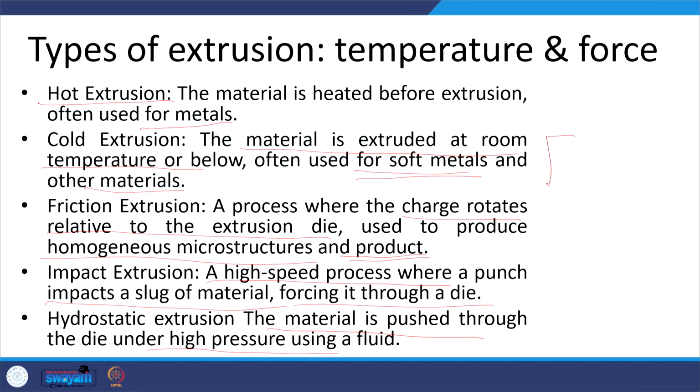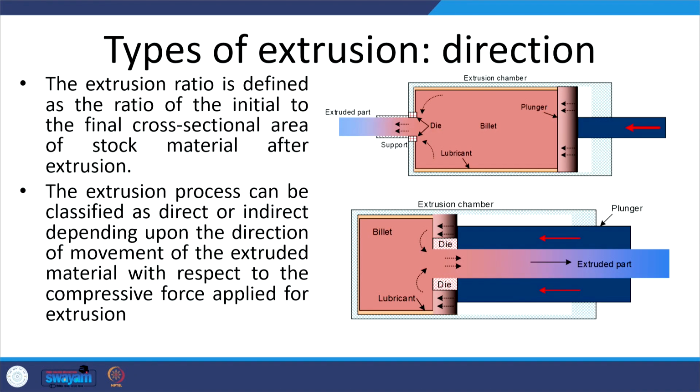So, we will say this is the die, and here we have the closed chamber. Material is placed here, and all around this we have the fluid. The fluid is pressurized, and the pressurized fluid will be pushing the raw material to pass through the die. This is what is done in case of hydrostatic extrusion. Further, according to the direction of the movement of material during the extrusion, we have direct extrusion or indirect extrusion.